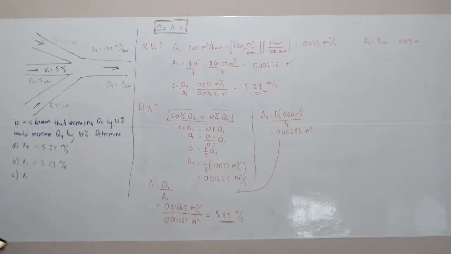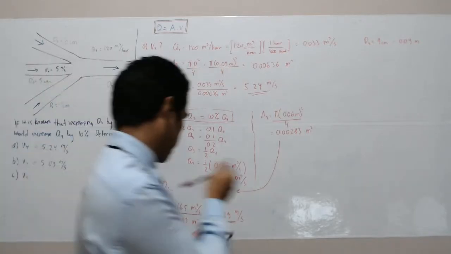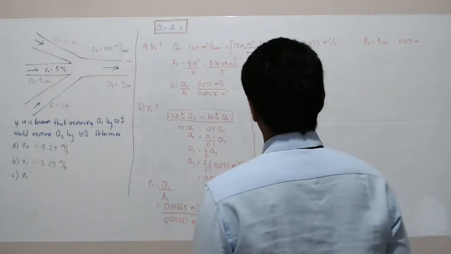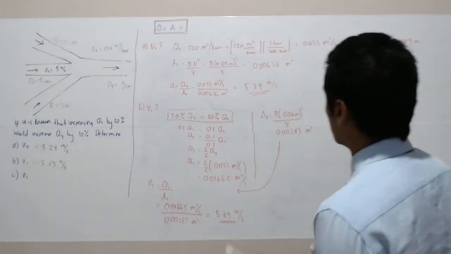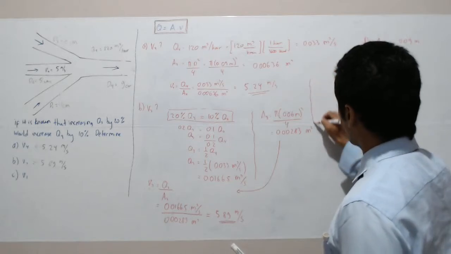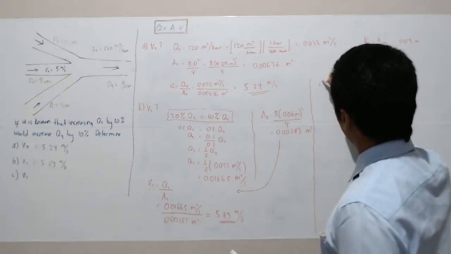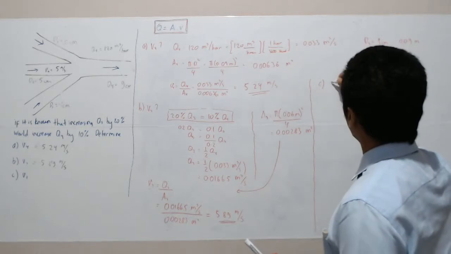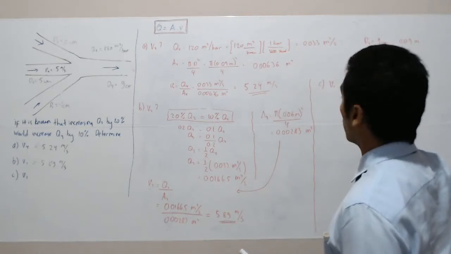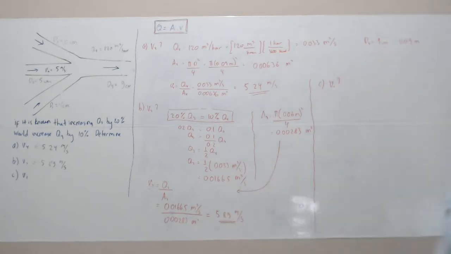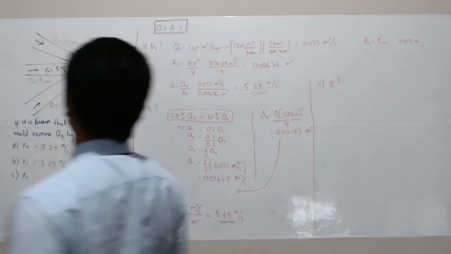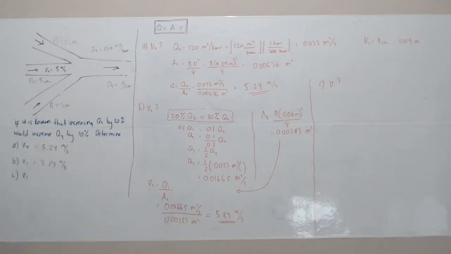Let's solve the last question. The last one, C, is what is V1? The velocity of the first pipe. Now we have no information on the first pipe, and we also have no idea what the volumetric flow rate of the first pipe is.